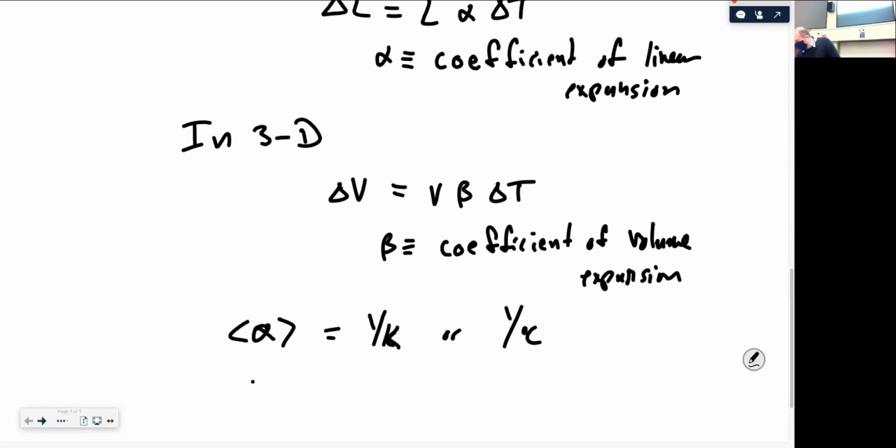What are the units of beta? They're exactly the same. This time we have a volume on both sides, and beta is going to have exactly the same units, 1 over K.